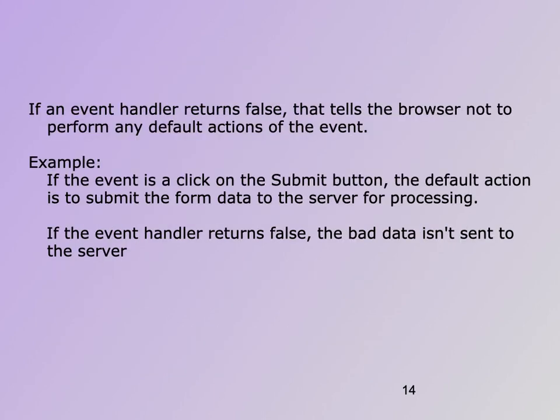If an event handler returns false, that tells the browser not to perform any default action of the event. For example, if the event is a click on the submit button, the default action is to submit the form data to the server for processing. If the event handler returns false, the bad data isn't sent to the server. We will see another example that checks the username and password: input password checking using the submit event.